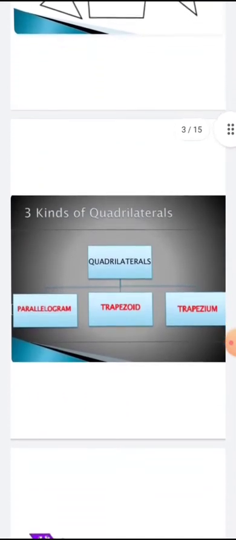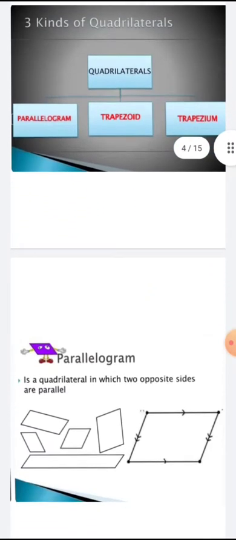The 3 kinds of quadrilateral: the first is the parallelogram, the second is the trapezoid, and one more is the trapezium. Please note down, dear students, the 3 kinds of quadrilateral: parallelogram, trapezoid and trapezium. One by one, we will study the properties of the parallelogram.